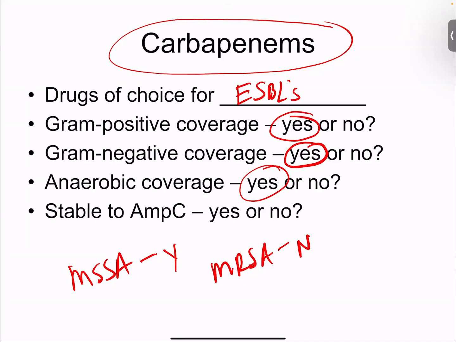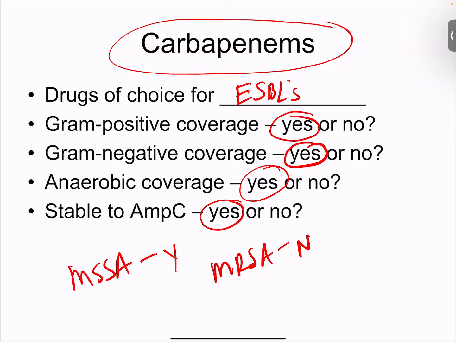We know that they're stable to ESBLs. Could you use a carbapenem to treat an AMP-C producer? You say yes. All of you? Dr. Lewis? Yes. Good. All right. So now summarize this in terms of spectrum.